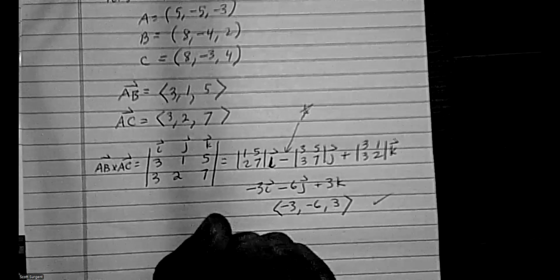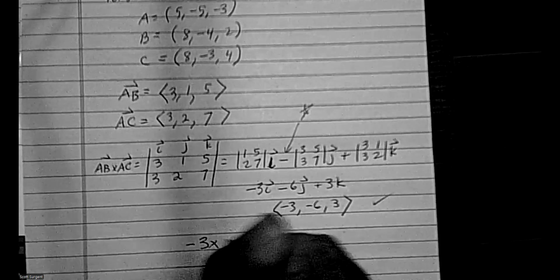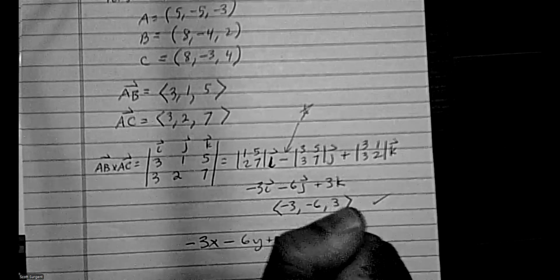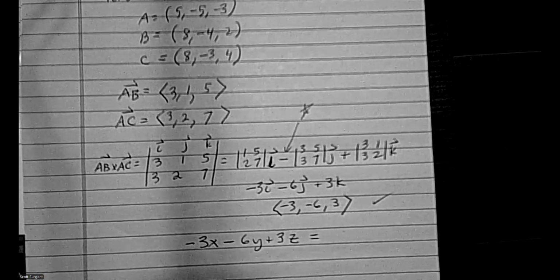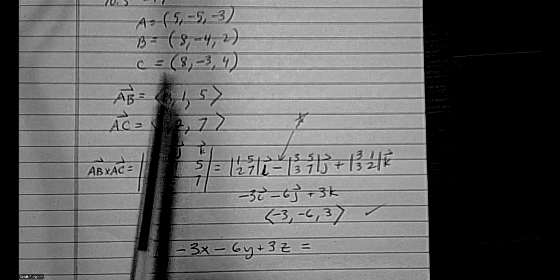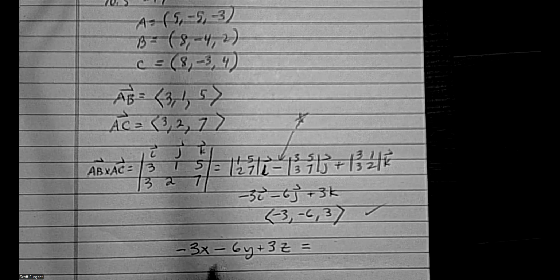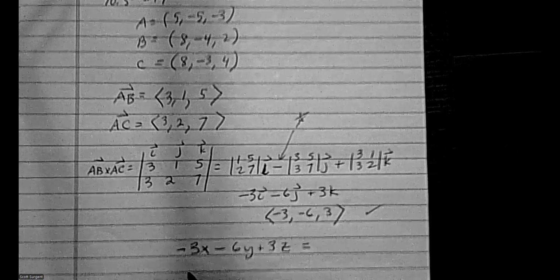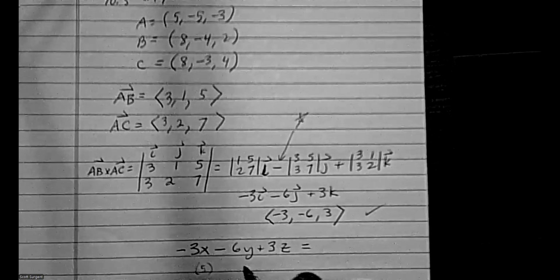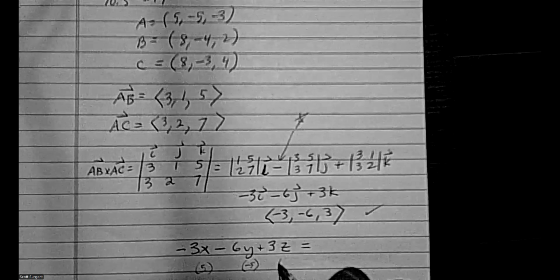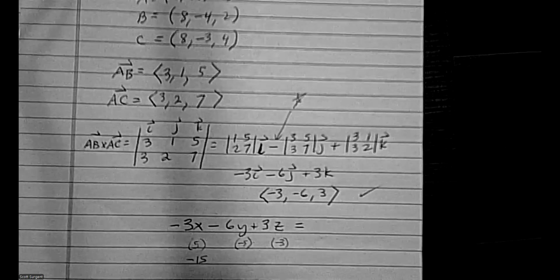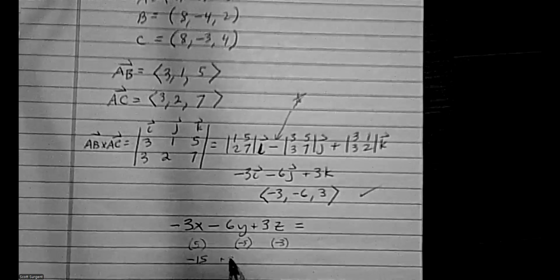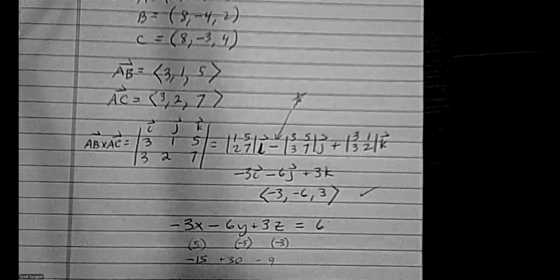To finish the question off, we wanted the plane. So it's -3x, -6y, plus 3z. And then we just need to figure out what the constant is. You can take any one of the 3 original points and plug it in. I'll take the first one. So 5, -5, -3. So I get -15, we're going to get +30 and -9, so 6. I think that's the answer.